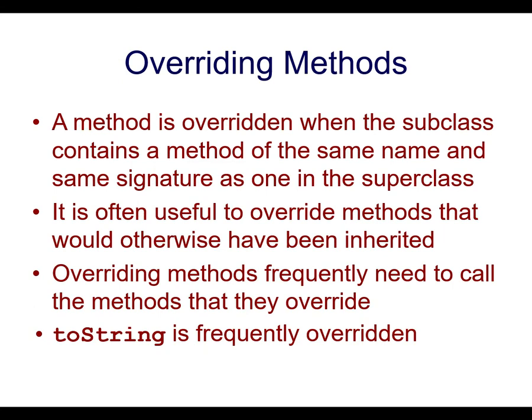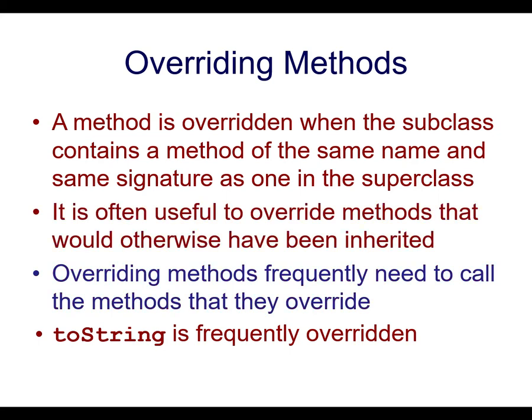Next, we consider overriding methods. We say that a method is being overridden when the subclass contains a method of the same signature as the one in the superclass. Recall that a method's signature consists of the method name and the parameters and their types. So methods with the same signature have the same parameters in the same order. It is often useful to override methods that would otherwise have been inherited. Sometimes the overriding method completely replaces the method it overrides, and other times it just needs to refine its behavior.